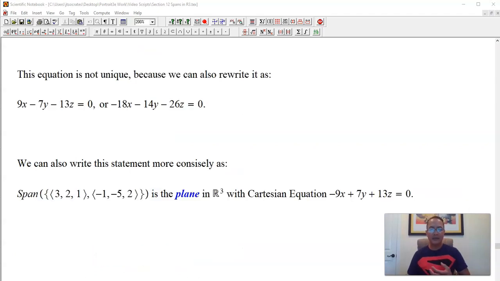So why is it that we call it a Cartesian equation instead of the Cartesian equation? Well, that's because this equation is not unique. We can also write it instead as positive 9x minus 7y minus 13z is 0, or multiplying by negative 2, we get minus 18x plus 14y plus 26z has to be 0. Okay? So another way to write that statement that we just saw is that the span of these two vectors is the plane in R3 with Cartesian equations minus 9x plus 7y plus 13z is 0.